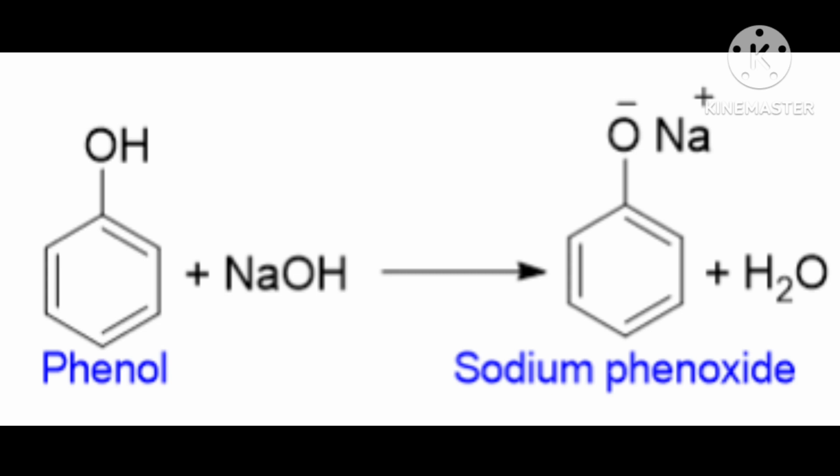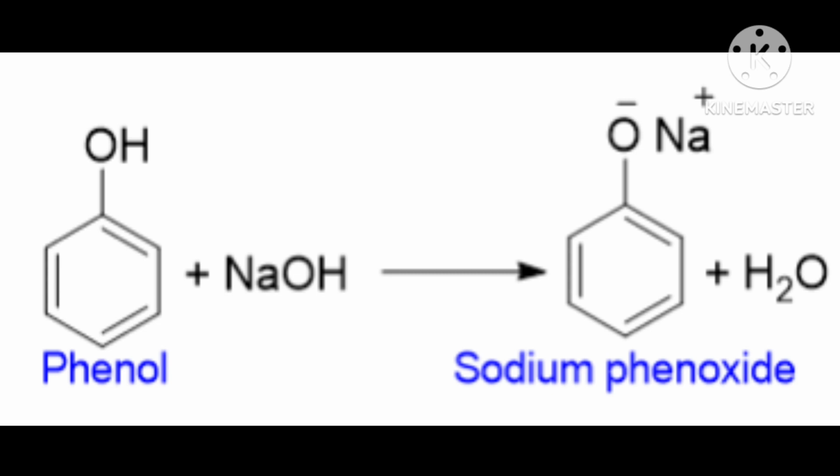Now oxygen will come, which is electronegative. It will take the electron and a bond will form. Correct? The bond will form. And because the hydrogen bond has temporarily broken, that hydrogen will again attach with oxygen, because now oxygen will supply an electron to hydrogen.